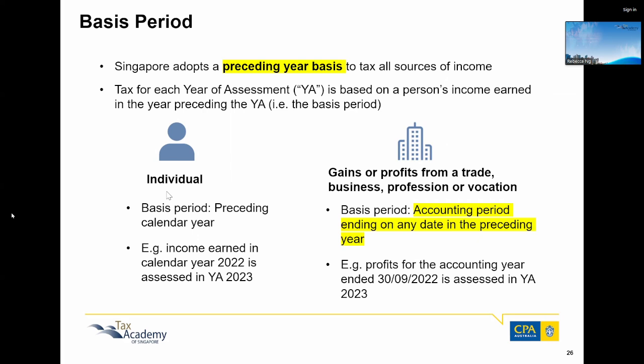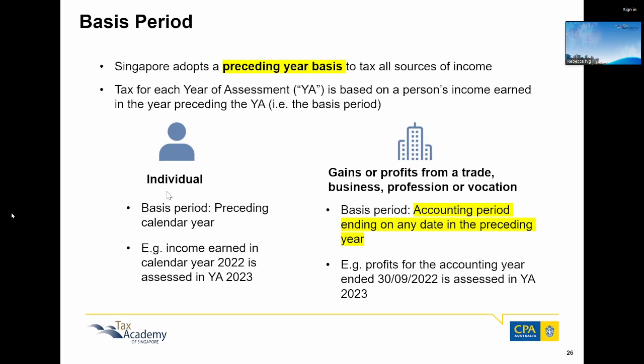So the basis period actually means the period of profit on which tax for the year of assessment is assessed. And the year of assessment, YA in short, refers to the year in which income tax is calculated and charged. So if Singapore adopts a preceding year basis to tax all sources of income, for individuals, it will be the preceding calendar year, from 1st January to 31st December of the preceding year. And for companies, it will be the accounting period ending on any date in the preceding year.